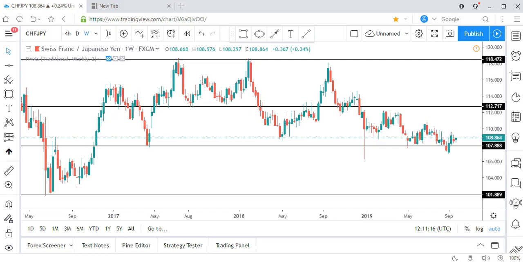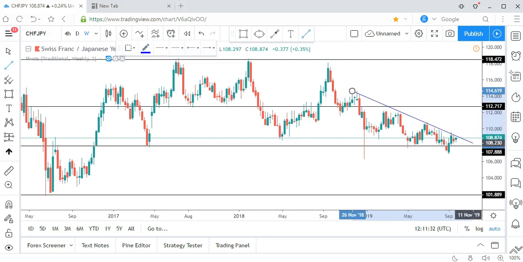The second thing is that you need to look out for chart patterns. Right now I can identify a falling wedge on this chart. I pick my trend line tool. Let me draw the falling wedge here and here.